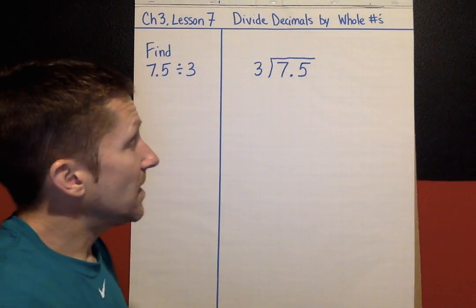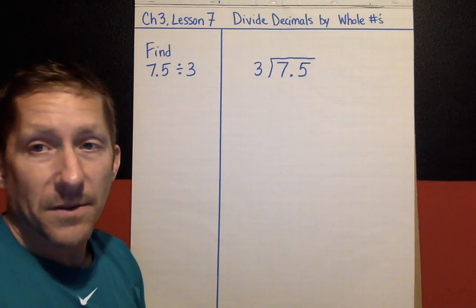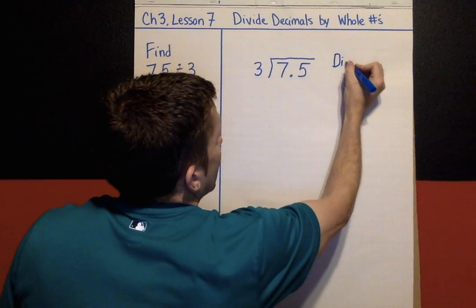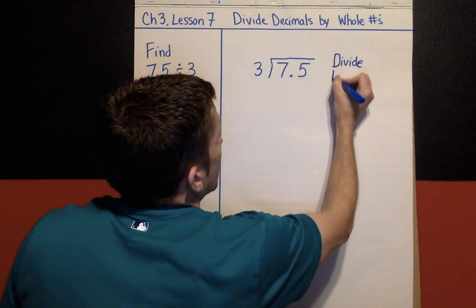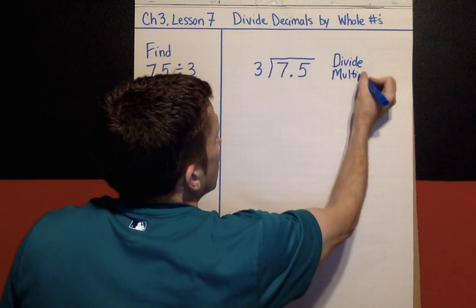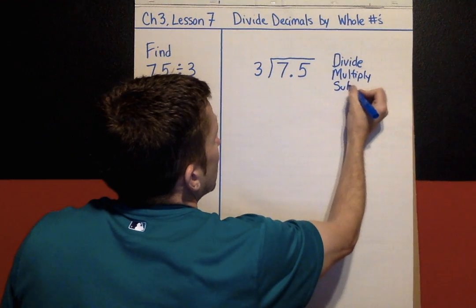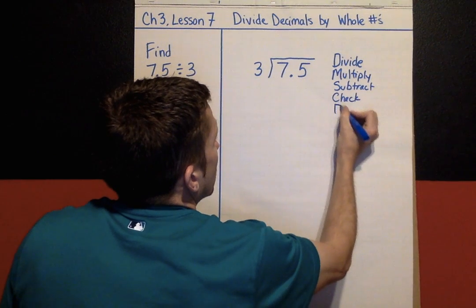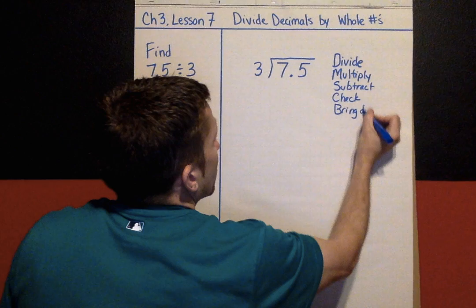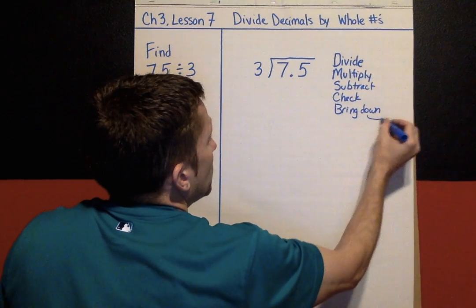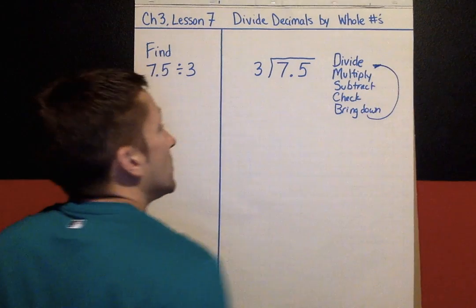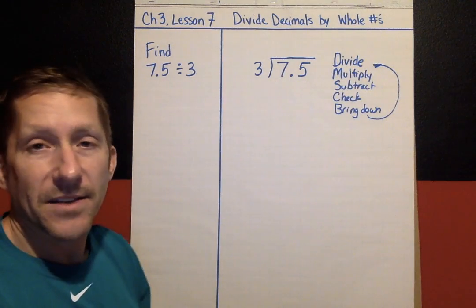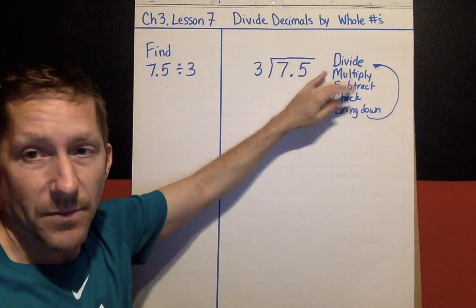So now my steps are going to be, we've talked about these steps in the skills test. The steps to long divide are divide, multiply, subtract, check, and bring down. And then you should draw an arrow back up to divide. It's like a loop. After you bring down the next number, you go back to the top and just start over. Divide, multiply, subtract, check, bring down.